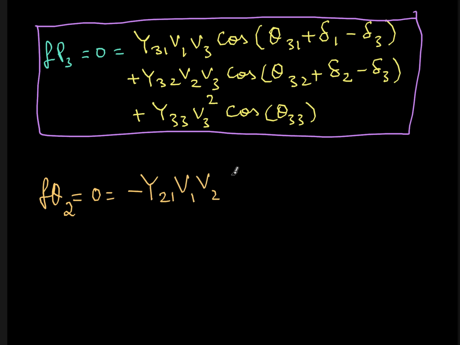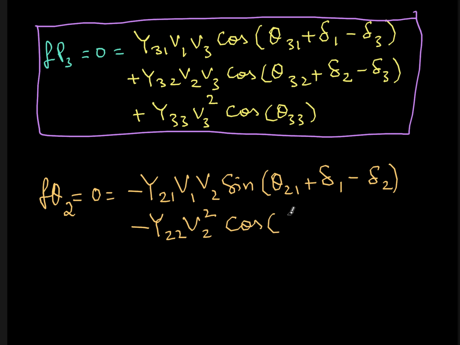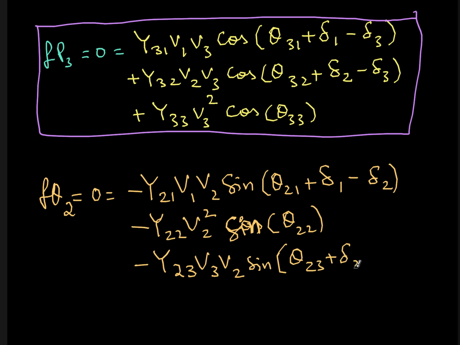y21 v1 v2. Here I'll get sine of theta 21 plus delta 1 minus delta 2. Then the second term will also be minus y22 v2 square, so cos of theta 22. So these two terms will cancel out. Then again minus y23 v3 v2. Sorry, this is sine. Then again sine of theta 23 plus delta 3 minus delta 2. Sorry. So this is my third equation.